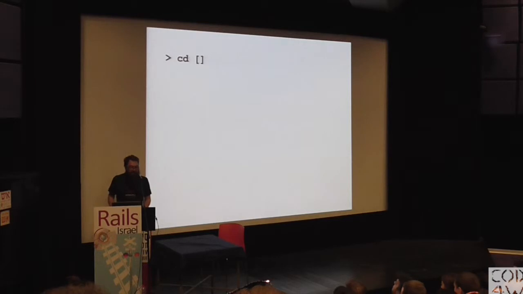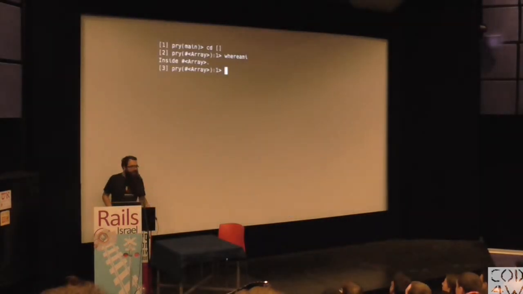Another neat thing is cd. What we're going to do here is create a new array and change into it. You can consider the object system in Ruby like a file system. You can walk through it, you can look into it, you can change it, you can remove things. If we cd into an object, here the new array that we just created, we see that the prompt changes, that we're now inside the array.